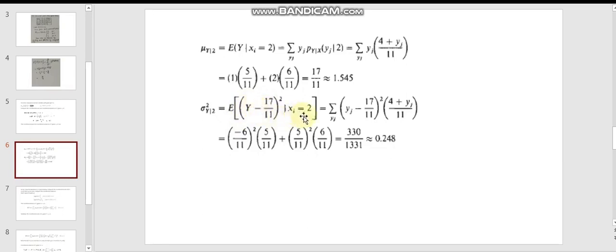So when I take the expected value, I will expand this term. I will incorporate y equal to 1, because y ranges from 1 to 2. So when I incorporate the values of y, there would be 2 terms. By adding these terms, the variance of y given x equal to 2 is equal to 0.248.